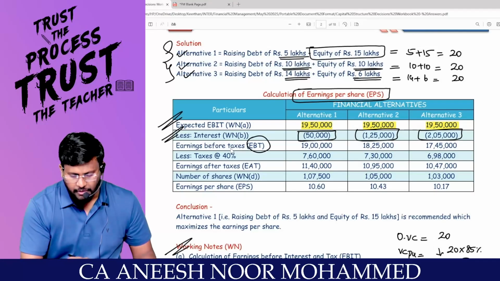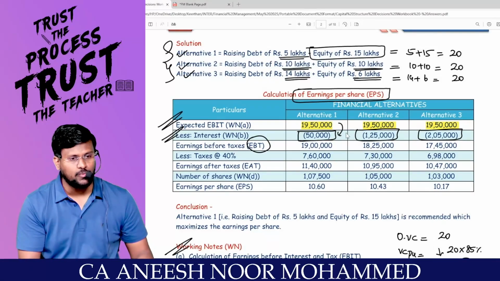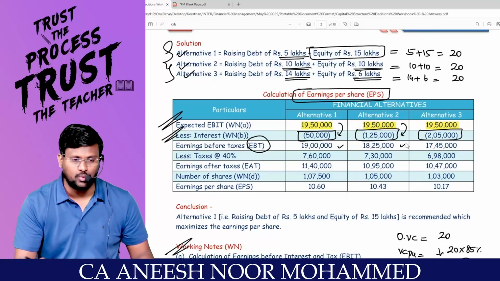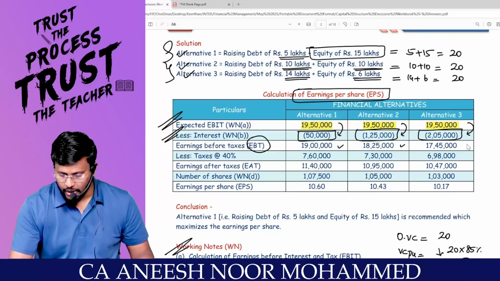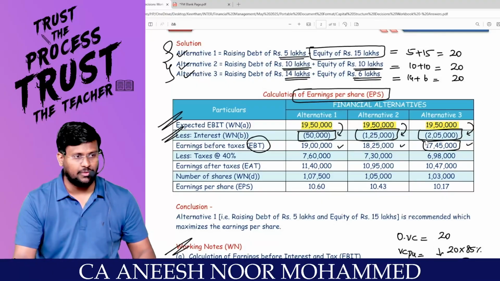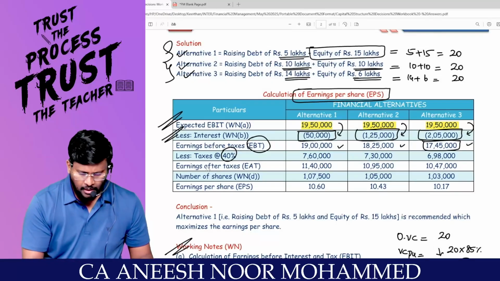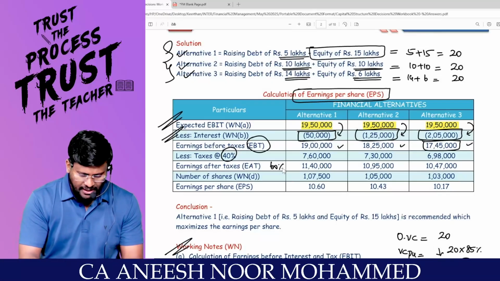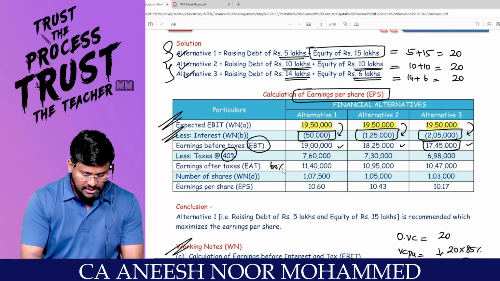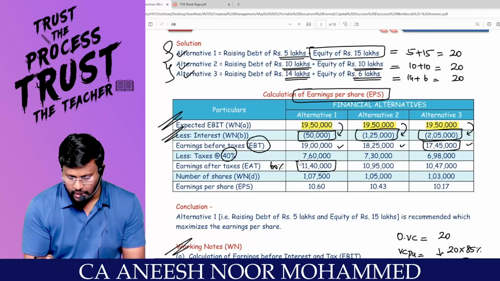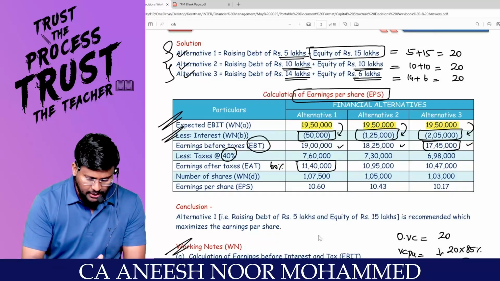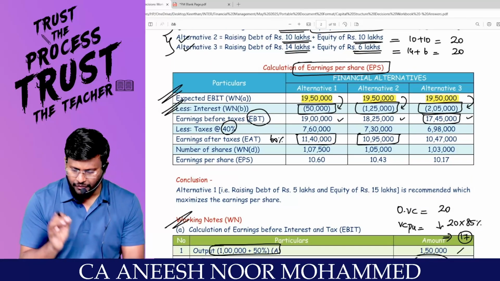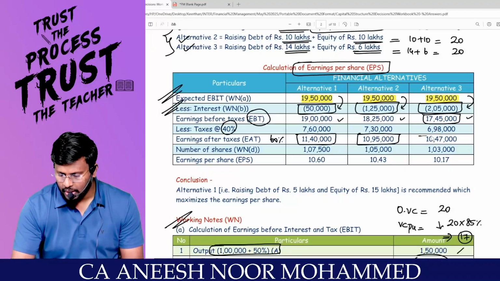So you will be getting earnings before tax. From 19 lakh 50, if you reduce 50,000, you will get 19 lakh. From 19 lakh 50, if you reduce 1,25,000, 18 lakh 25,000. From 19 lakh 50, if you reduce 2,05,000, you will get 17 lakh 45,000. Pay the tax at the rate of 40, sir, I am not calculating 40, I am straight away calculating 60. So 19 lakhs into 60% comes to 11 lakh 40,000. 18 lakh 25,000 into 60% comes to 10 lakh 95,000. 17 lakh 45,000 into 60% comes to 10 lakh 47,000.